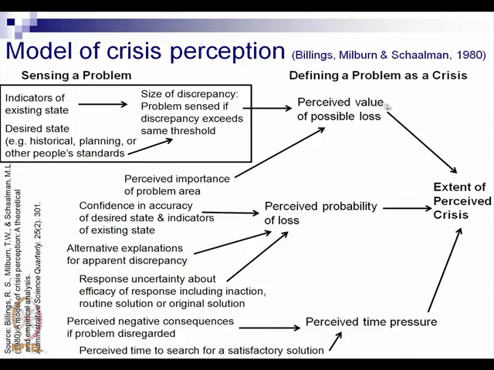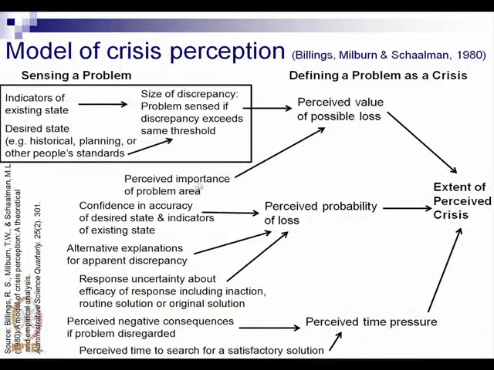That leads to perceived value of possible loss. I have lost X. This is what I should be getting. This is what I am getting now. I have lost this much. There is a quantification of the loss. There is a perceived value. It may or may not be correct, but in my mind, I have lost so much.